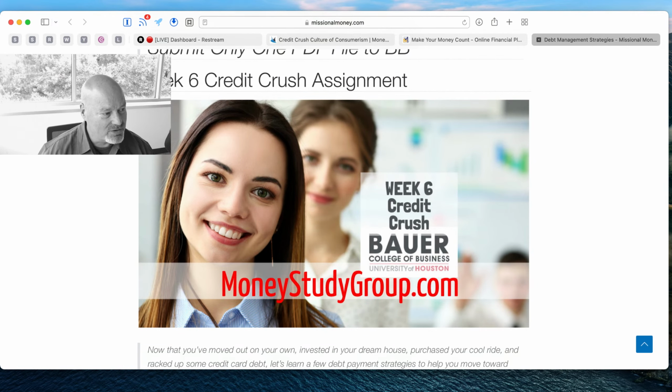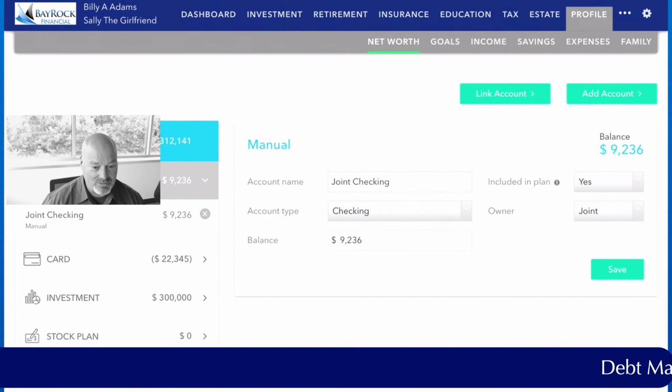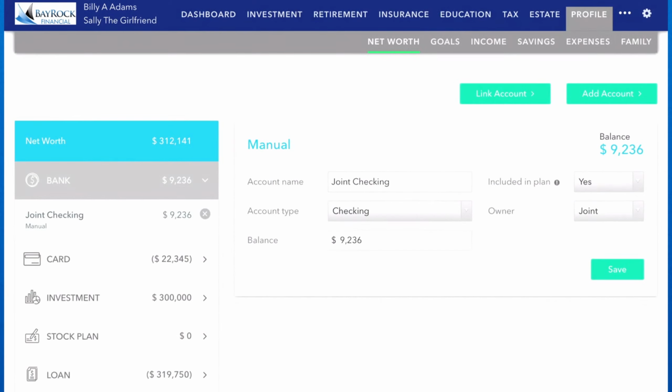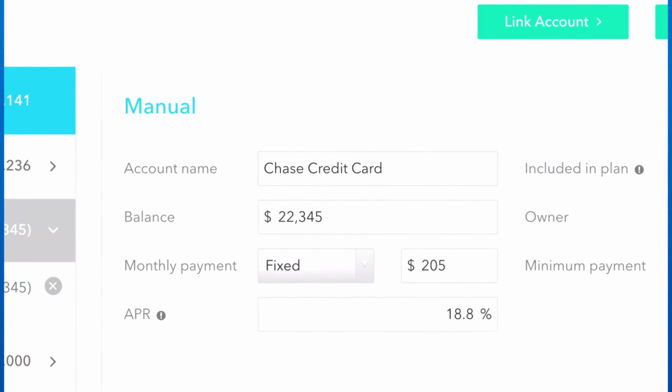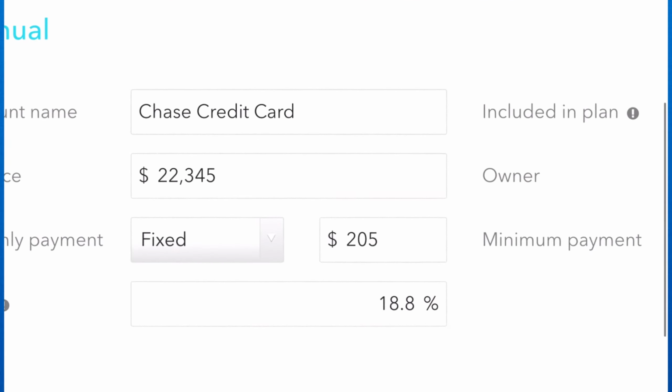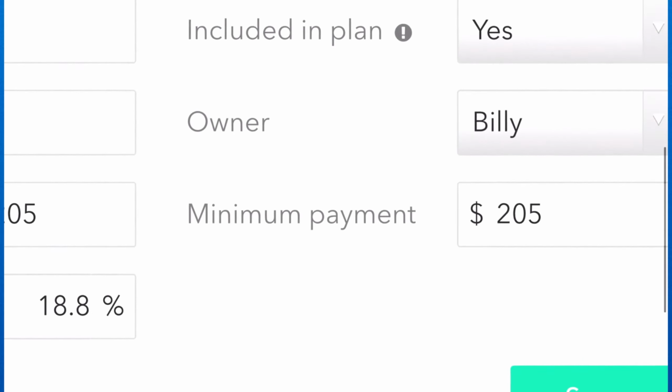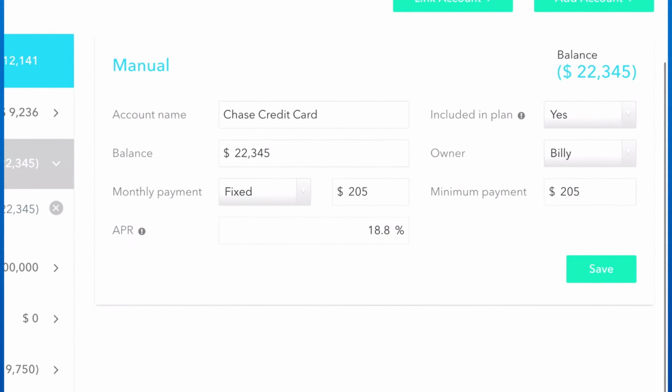So let me jump on over to my iPad. I think I'll get rid of my face. So I'll see you in a minute. I'm just going to go to the iPad now. So here we go. I'm going to just pick up my iPad, which is what you're seeing now, is me playing with my iPad. And so there we go. Now, if you notice, I'm in Billy and Sally's financial plan here. So we have a credit card, $22,345 with a monthly payment of $205, and the minimum payment happens to be $205. So that is one piece of credit.